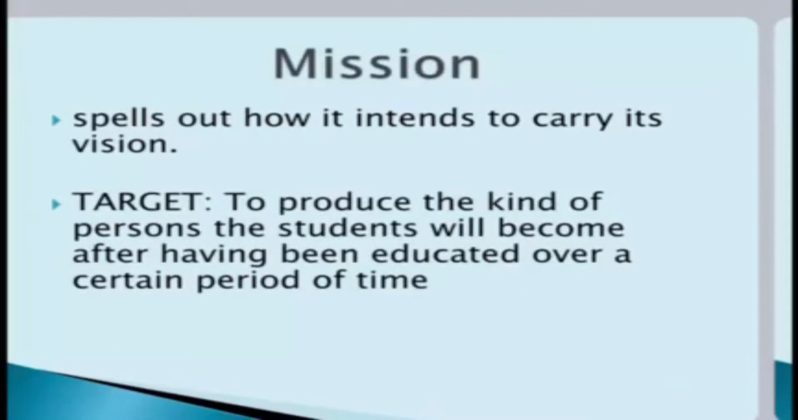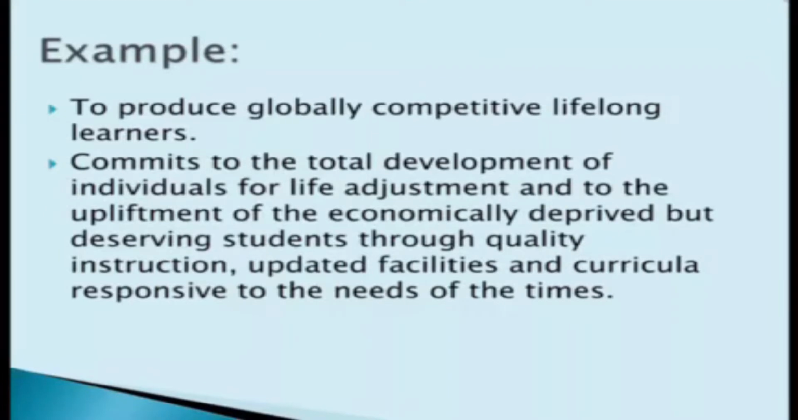So we have the mission. It spells out how the institution intends to carry out its vision. Target: to produce the kind of persons the students will become after having been educated over a certain period of time. Example here is to produce globally competitive lifelong learners, committed to the total development of individuals for life adjustment and to the upliftment of the economically deprived but deserving students through quality instruction, updated facilities, and curricula responsive to the needs of the times.